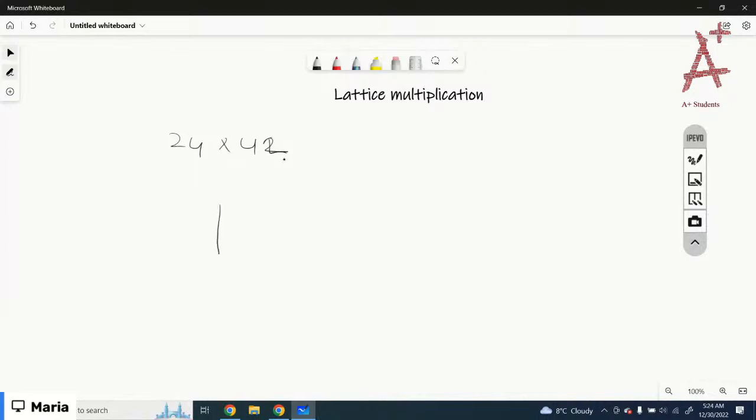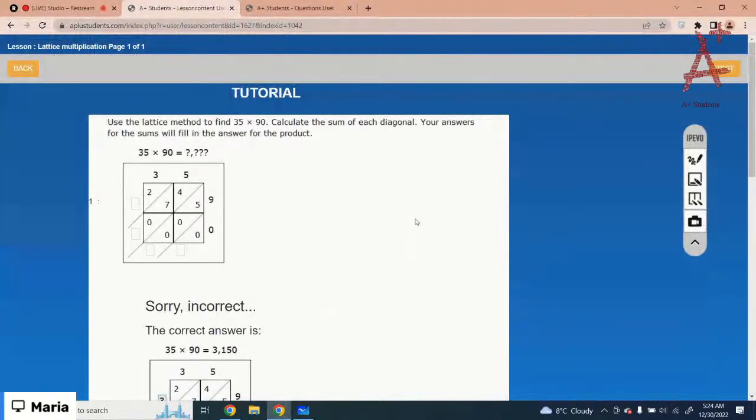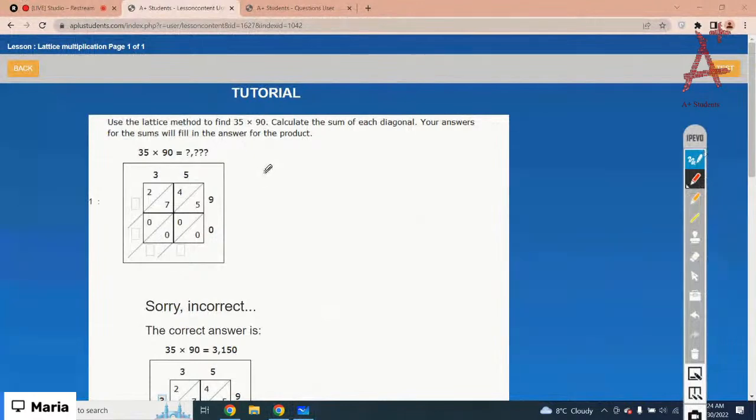Actually I am not perfect with the method. 24 times 42. You have to do 24 times 42. Got it? So write them as the rows and the columns. Okay, we have to do 24 times 42. Got it? So here you have 42, and here at this side you have 24. Got it?